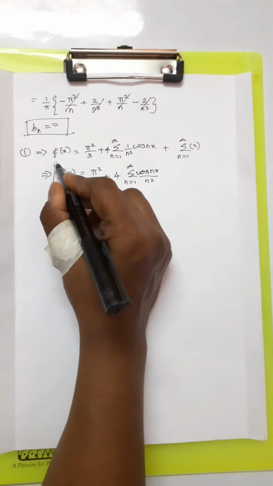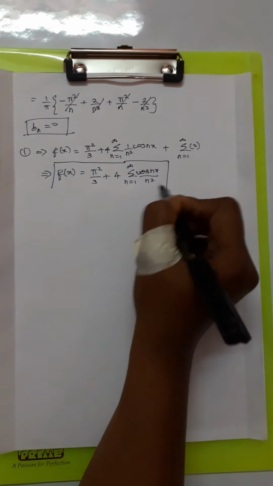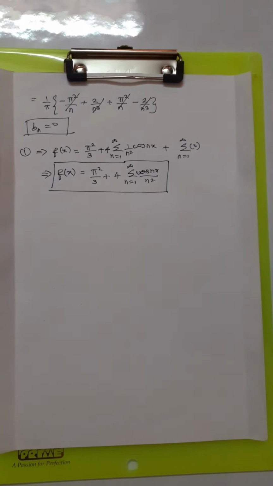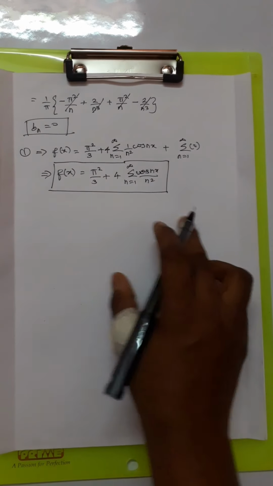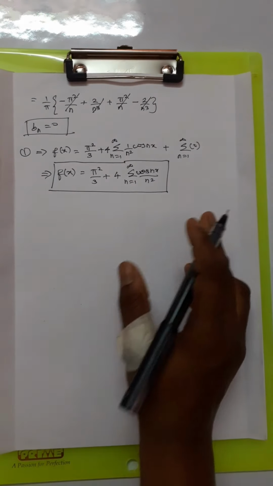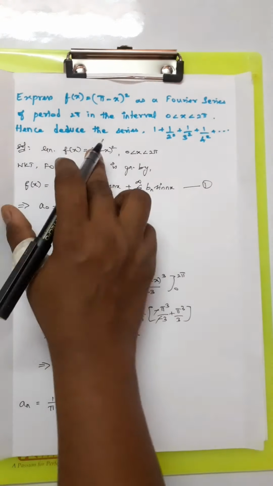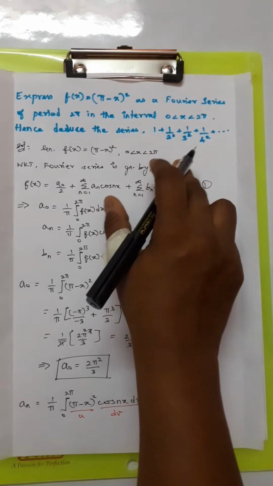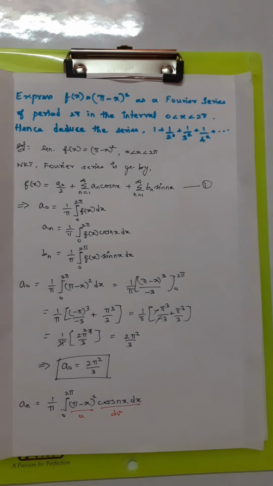This is the first part, finding Fourier series. So first part is to find Fourier series and we have completed finding Fourier series. Fourier series is over. Next, hence deduce the series 1 plus 1 by 2 square plus 1 by 3 square, etc. It goes on.